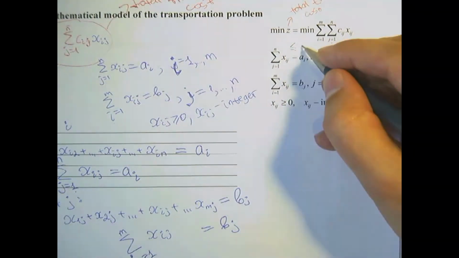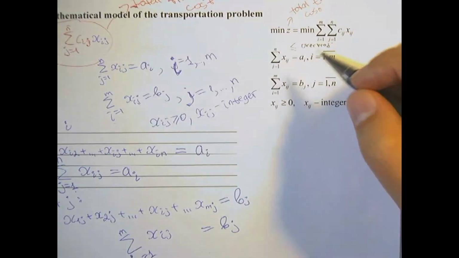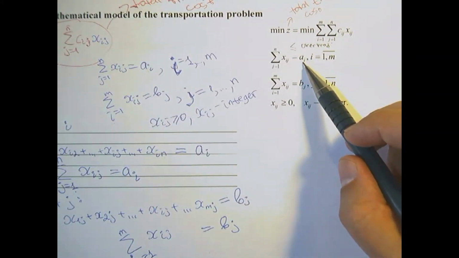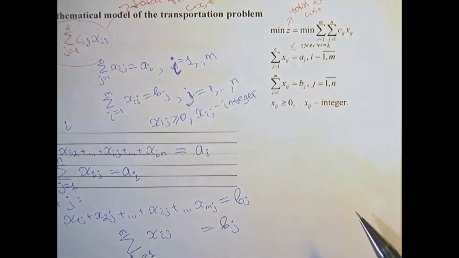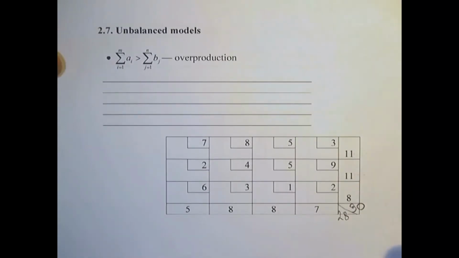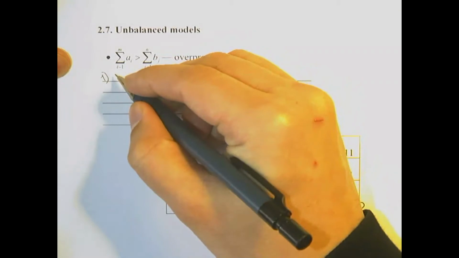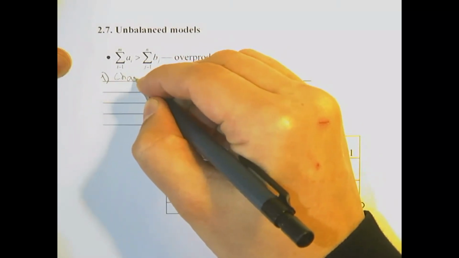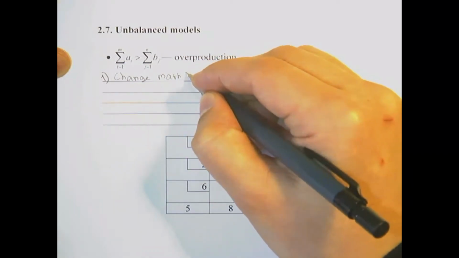So for the overproduction case, because we cannot guarantee that we will take all the volumes, we may say that we will take A smalls or less than A smalls. And as a result, the first way to solve the overproduction case is to change the mathematical model.